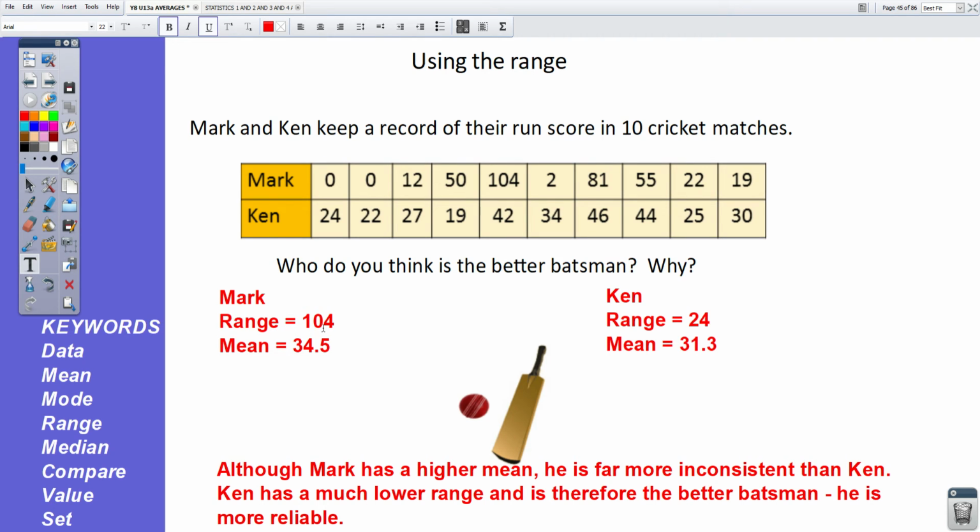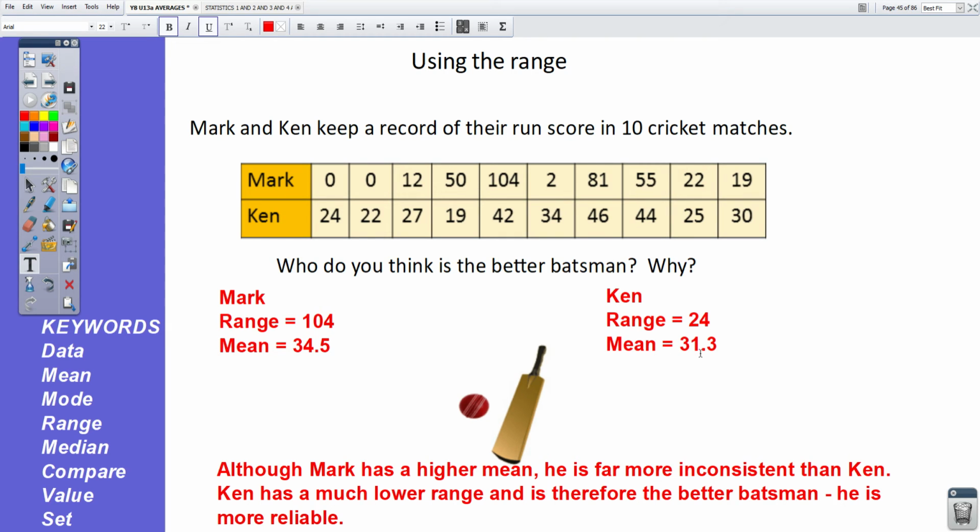Mark's range is 104 runs. In other words, the captain of his cricket team doesn't know when he sends him out to play whether he's going to get a fantastic score, like 104 or 81, or whether he's going to get an awful score, like 0 or 2. He's a very inconsistent player. Ken has a much lower range. Therefore, Ken is a far more consistent player. He may only score 20s, 30s or 40s, but when you send Ken out to bat, you know the type of score that Ken is likely to get.